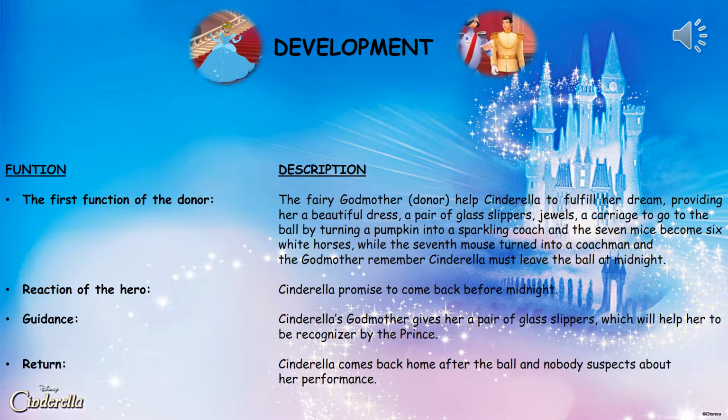The function group of development goes from number 12 until the end in Cinderella. And we can find, like the first function of the donor, the fairy godmother helps Cinderella to fulfill her dreams, providing her a beautiful dress and a pair of glass slippers, and carrying her to the ball by turning a pumpkin into a sparkling coach, and the mice become white beautiful horses, while another mouse turns into the coachman, and the godmother reminds Cinderella she must leave the ball at midnight.